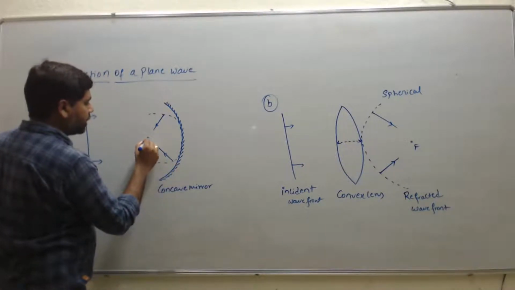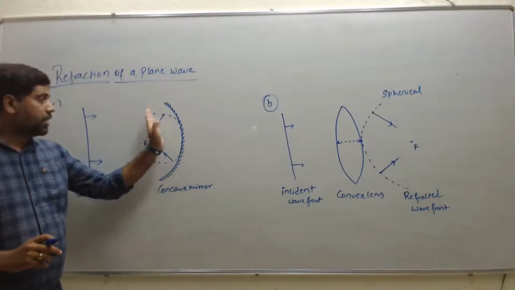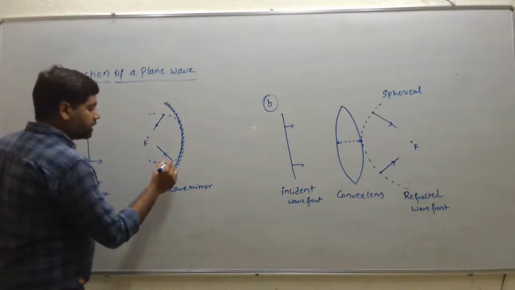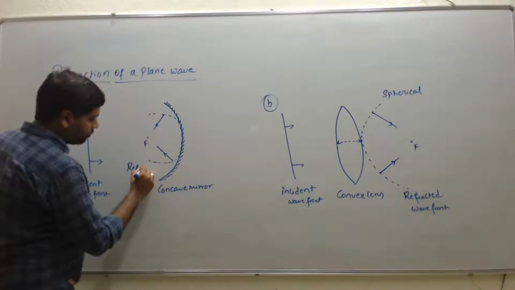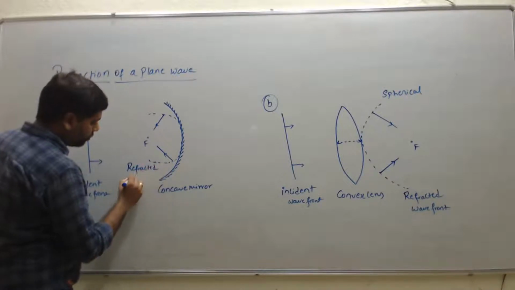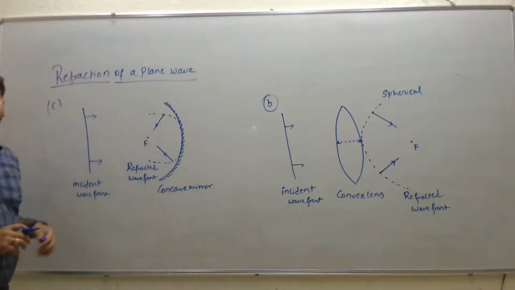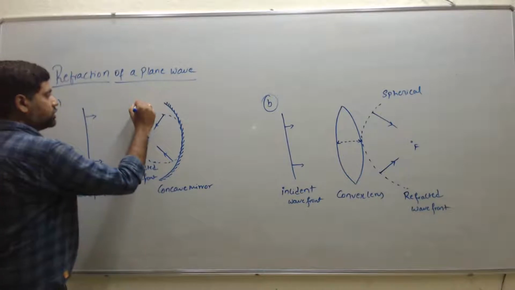Here it is F. If the radius of the concave mirror is R, then the radius of the sphere is F. So this one is the refracted wavefront. It is also in spherical shape.